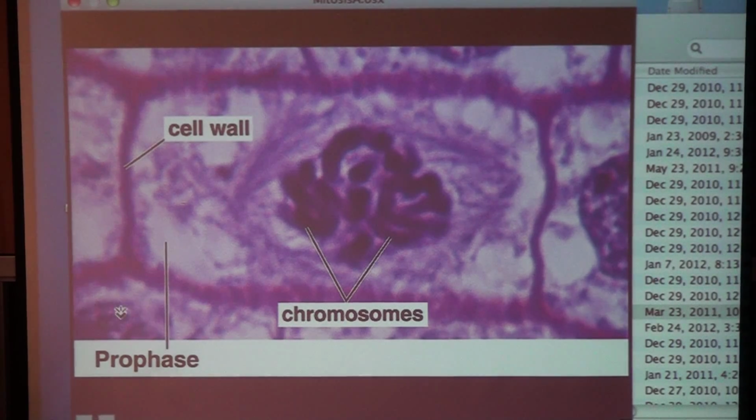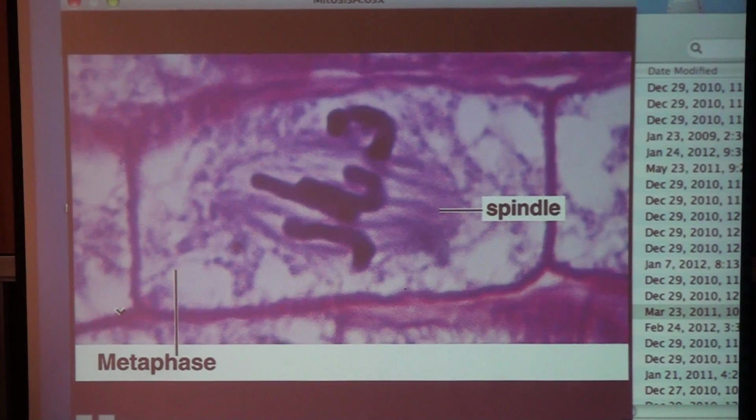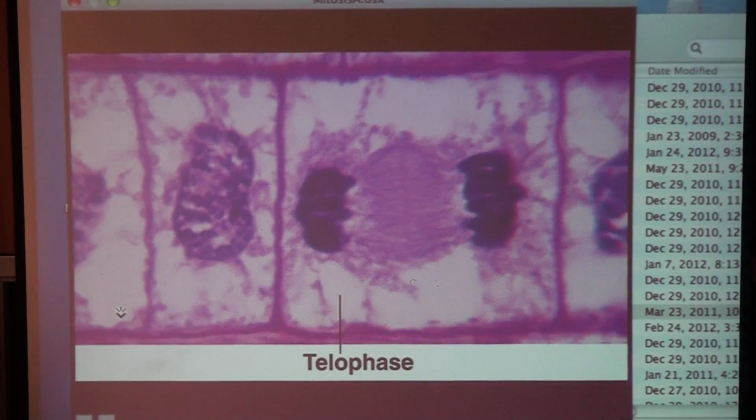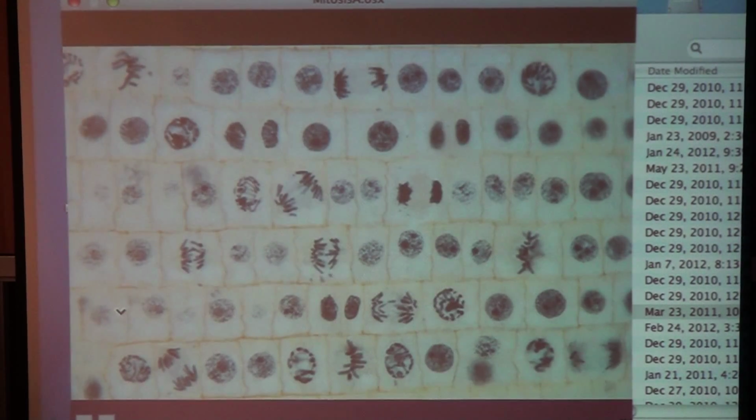And here's the same thing, but in plants. Prophase, metaphase, anaphase, and telophase. You can see the cell plate, which is that new cell wall that gets formed right there between the two daughter cells. Oh yeah, I think I showed you this last time. These are more plant cells.